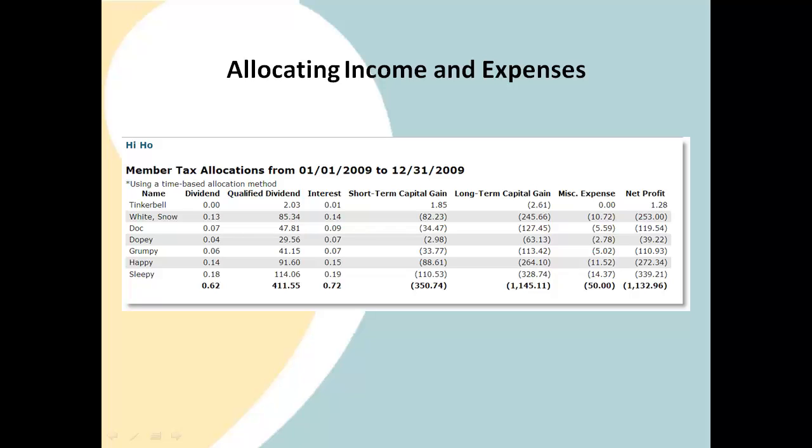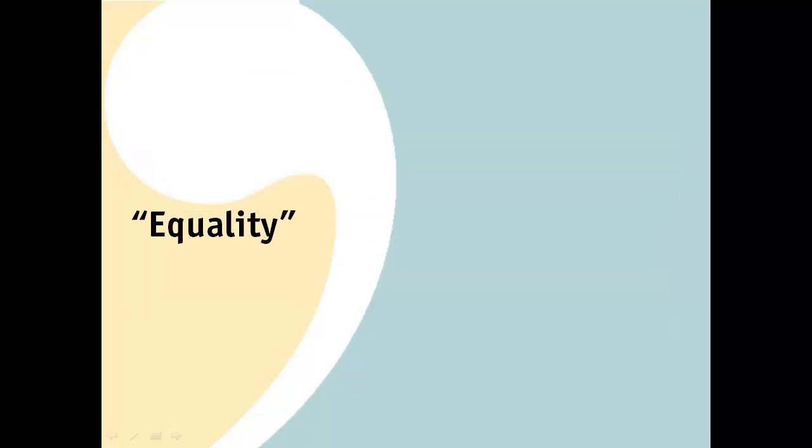The amount each member has been allocated is shown on a bivio report called the Member Tax Allocations Report. You can access it at any point during the year to see how you are doing. In a club, everyone is equal in the sense that income and expenses are allocated to you based on the number of shares you own. If I own more shares than you do, I will receive a greater total amount of income.